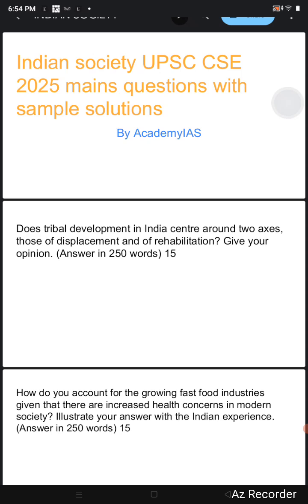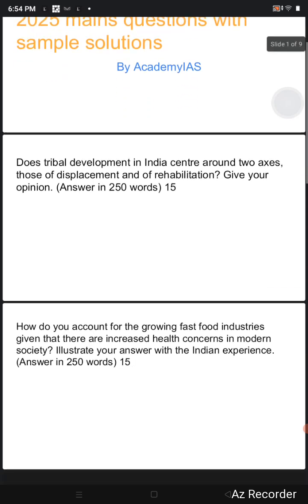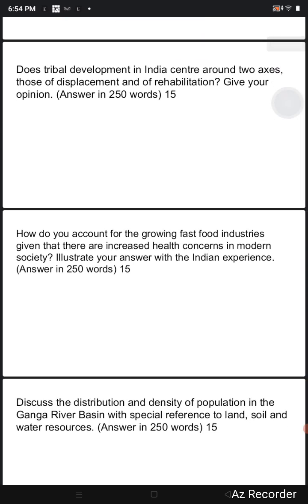Give your opinion. That's a very tricky question, right? When they ask about your opinion, you have to consider whether you are thinking on one side or whether you also consider the other side. That's the main point. Next is, how do you account for the growing fast food industries given that there are increased health concerns in modern society? Illustrate your answer with Indian experience.